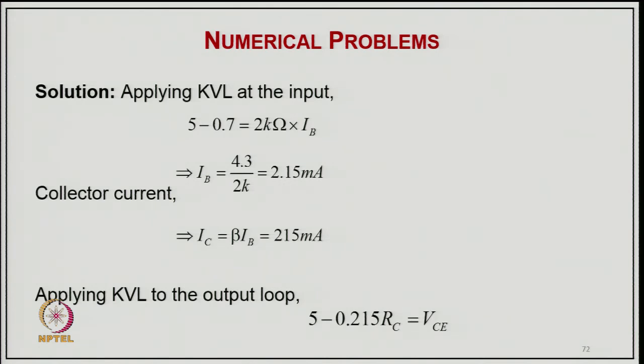IB comes 4.32 K, that is 2.15 milliampere, and collector current IC equal to beta into IB, that is 215 milliampere, and applying the Kirchhoff voltage law, that will be 5 minus 0.215 RC equal to VC.